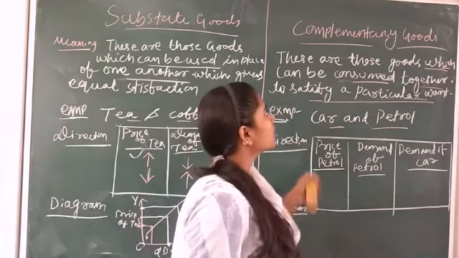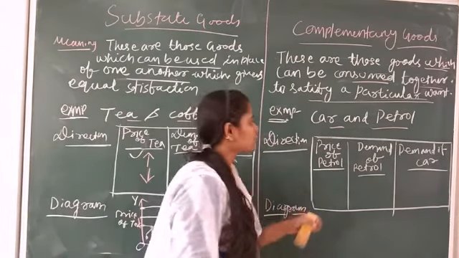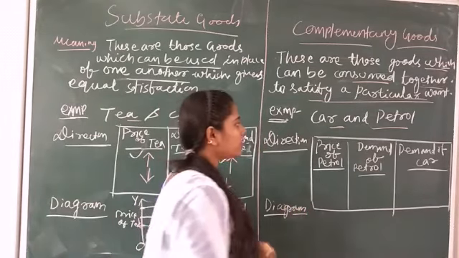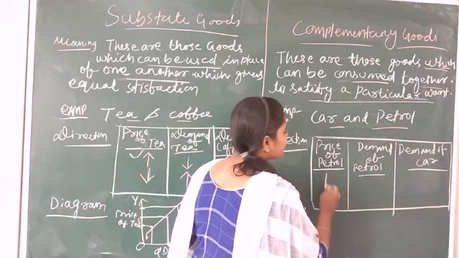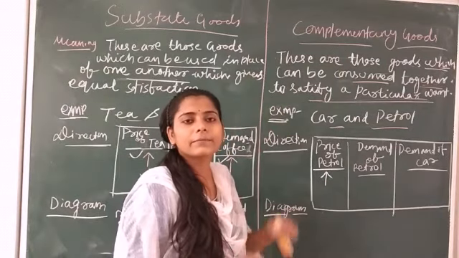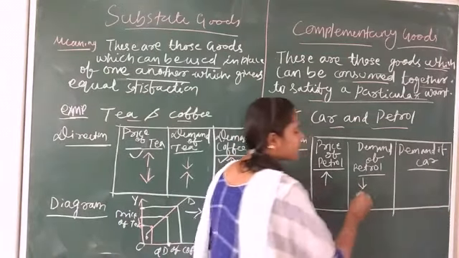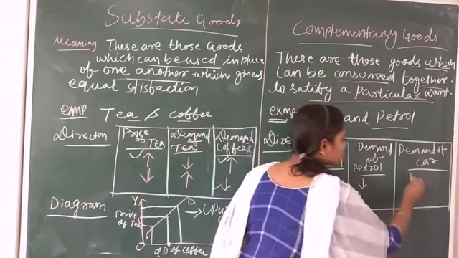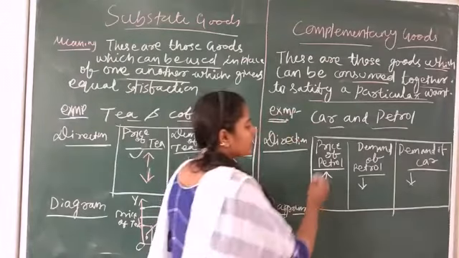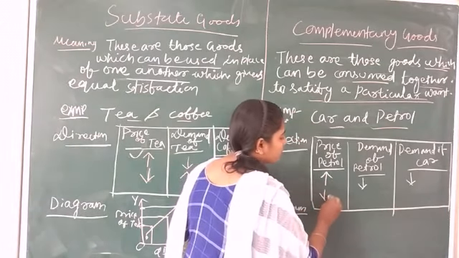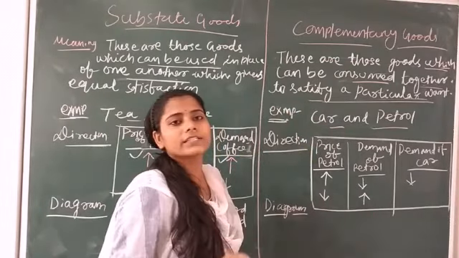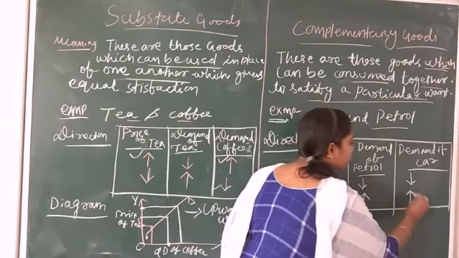Now we discuss the complementary goods directions. Here we have taken the examples related to a car and petrol. If the price of petrol increases, then demand of petrol will be decreased, and then demand of car also decreases. Same as when the price of petrol decreases, then demand of petrol will be increased, so the demand of car also increases.